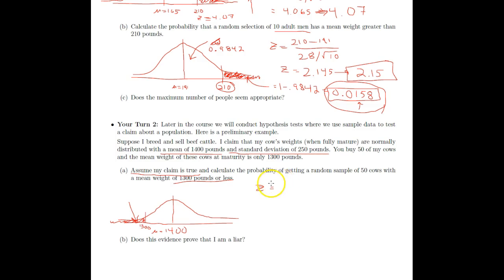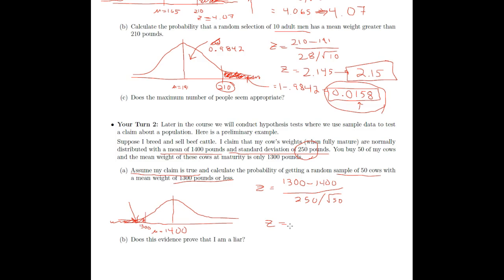So z equals, our value here is 1,300. And we're going to subtract the population mean, which is 1,400, and divide that by sigma over root n. Our sigma is 250, divided by the square root of n, and our n is a sample of 50 cows. Cool. So we punch these all into our calculator and let's see what this spits out.